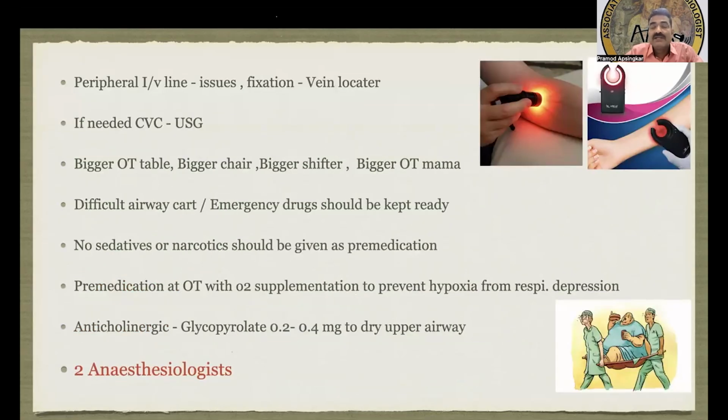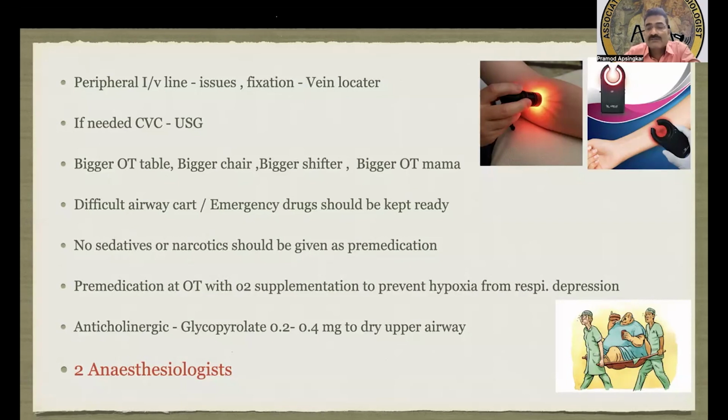There is difficulty in putting the central line and peripheral line, so use a sonography machine or a vein locator to locate the vein and put the IV. If the patient's hemodynamics are not okay, or if the patient is having a supramajor surgery, and you cannot find the vein, put the central line.